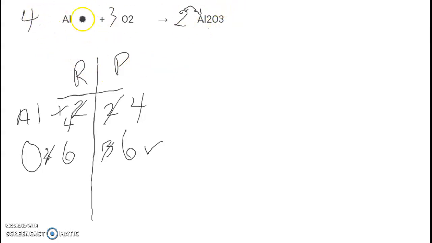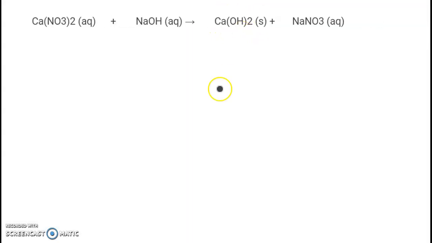Okay, the same number of aluminums go into the reaction, and the same number of aluminums come out of the reaction. The same number of oxygens go into the reaction, there's 6, and there's the same number of oxygens going out of the reaction, 6 as well.